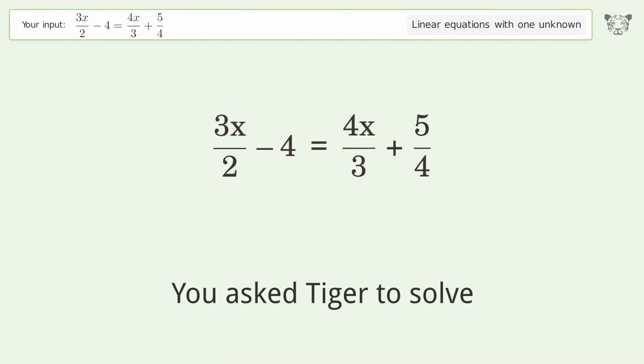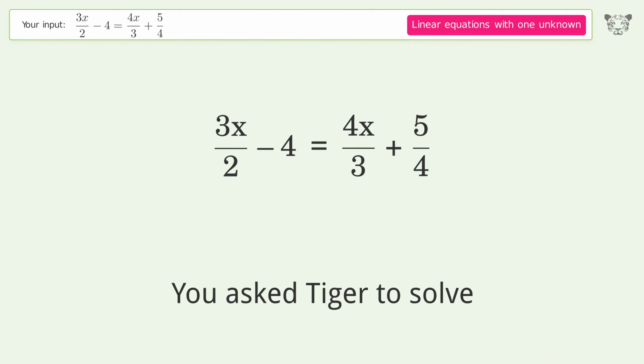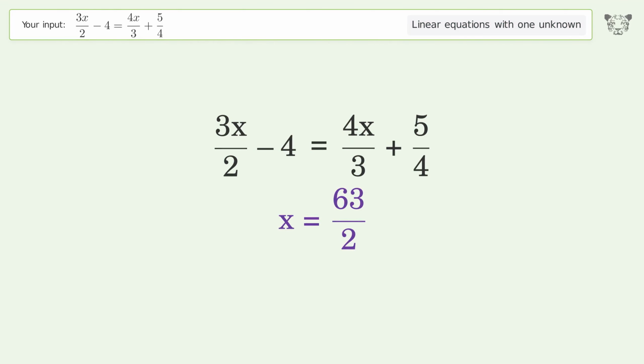You ask Tiger to solve this. This deals with linear equations with one unknown. The final result is x equals 63/2. Let's solve it step by step.